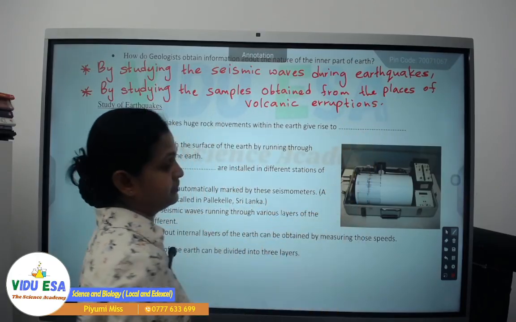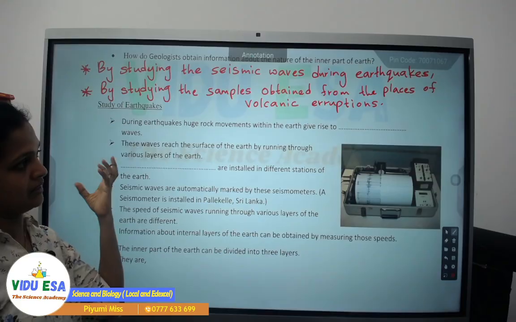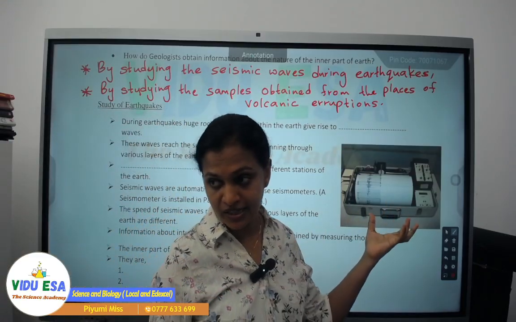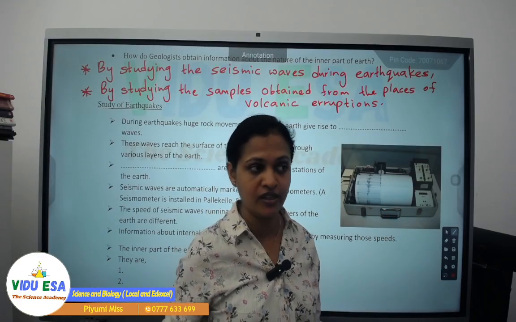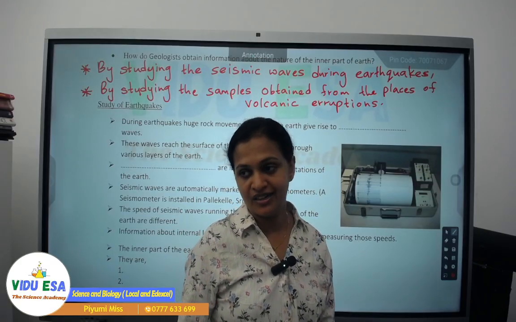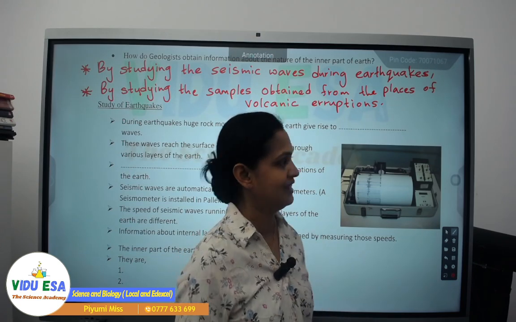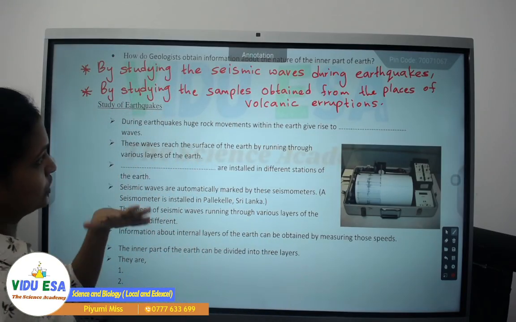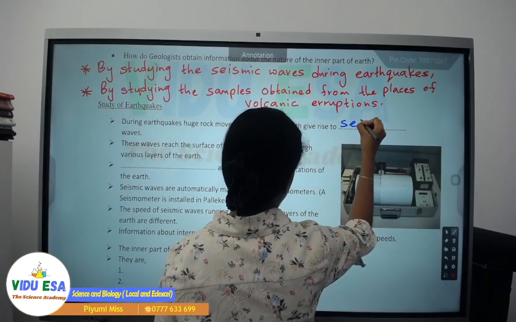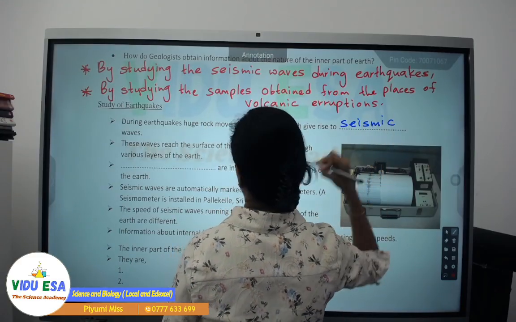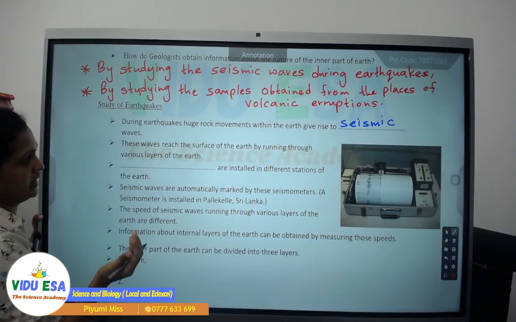Then it mentions how the earthquakes are studied by using the seismic waves. The seismic waves are obtained from the seismometers, which are located in different locations. In Sri Lanka, one such seismometer is located in Pallekele, in the central province. Here it says, during earthquakes, huge rock movements within the earth give rise to seismic waves. These waves reach the surface of the earth by running through various layers of the earth.